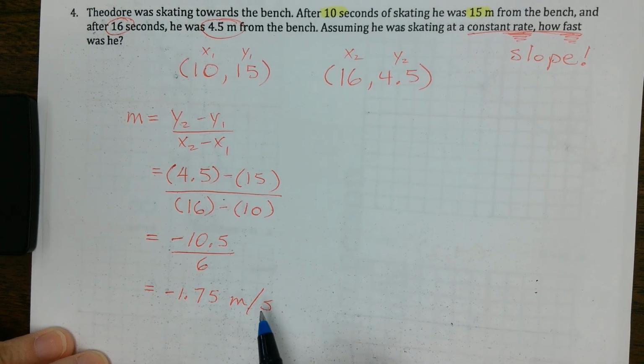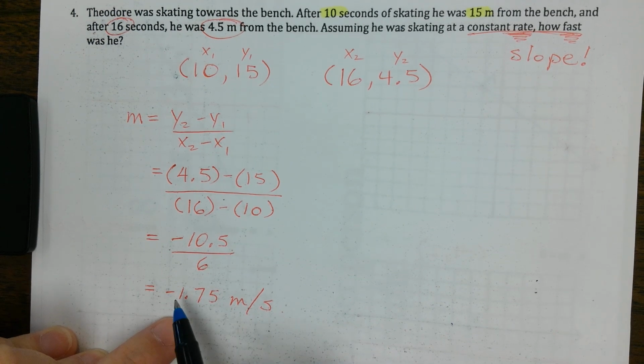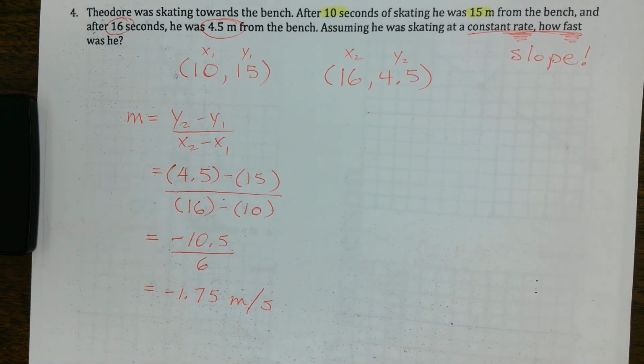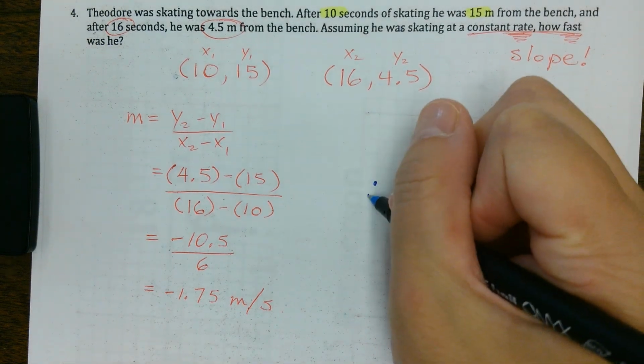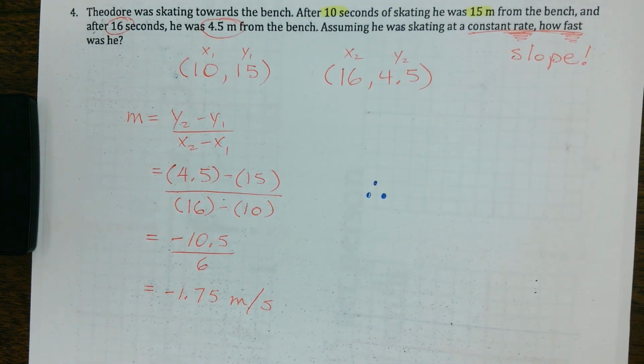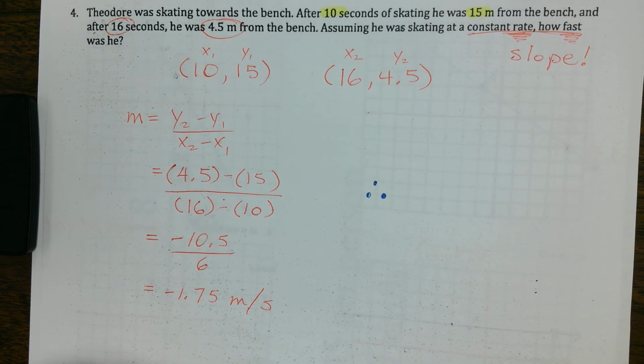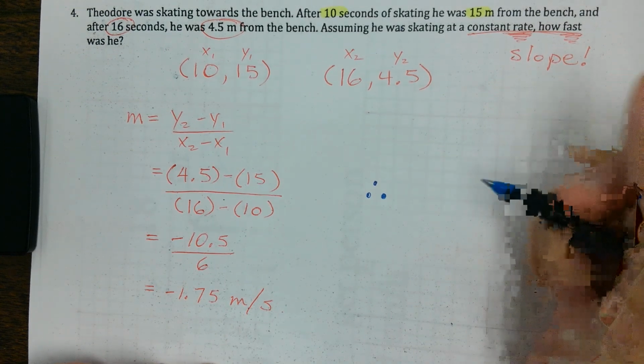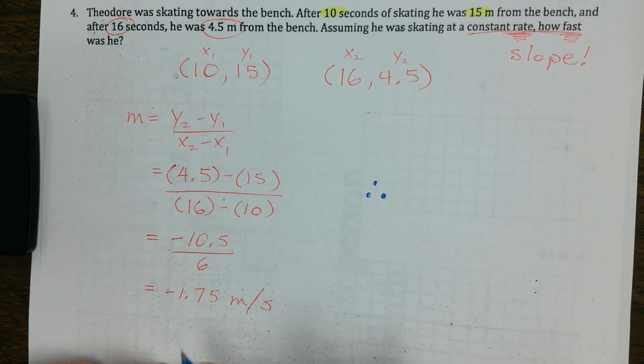Okay. So as we were saying, we can't have negative speed. Doesn't make sense. So why do you think this? Why do we get negative? How should we write our therefore statement? Therefore, his constant rate of speed was 1.75 meters per second as he was approaching the bench. Exactly. That negative was telling you the direction.